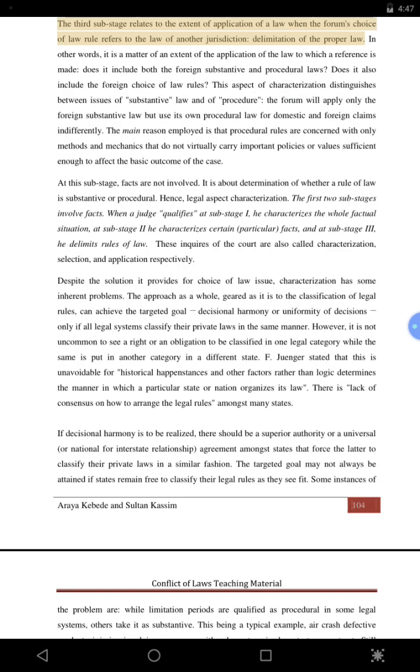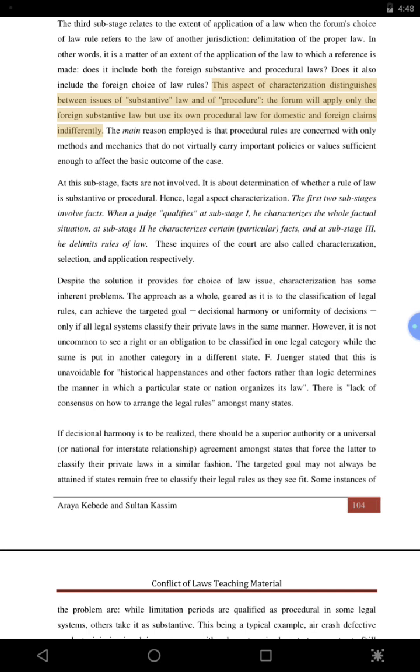The third sub-stage relates to the extent of application of a law when the forum's choice of law rule refers to the law of another jurisdiction, delimitation of the proper law. In other words, it is a matter of the extent of the application of the law to which a reference is made. Does it include both the foreign substantive and procedural laws? Does it also include the foreign choice of law rules?